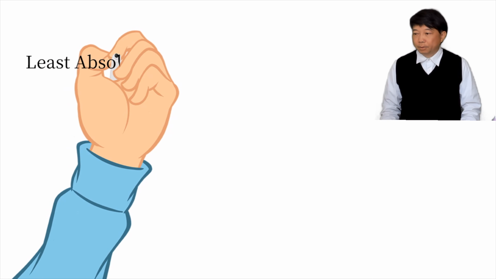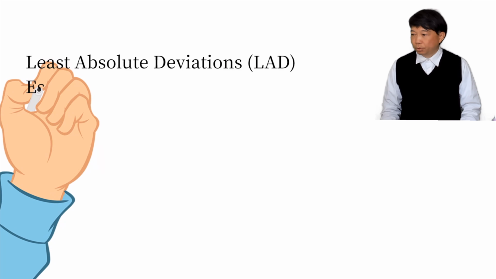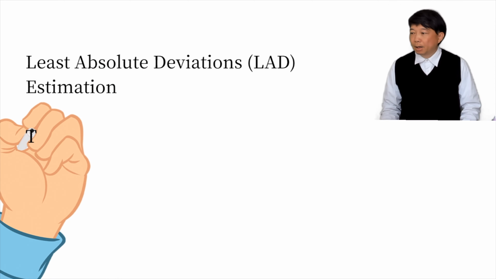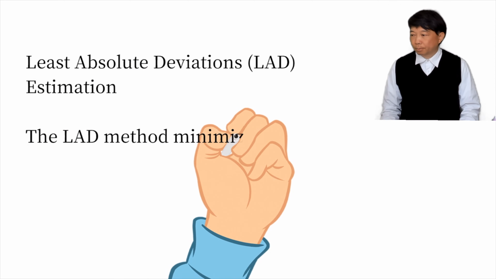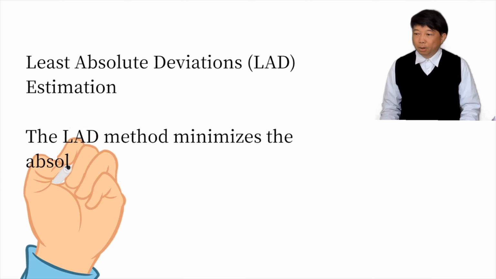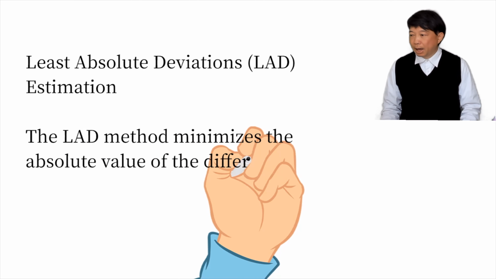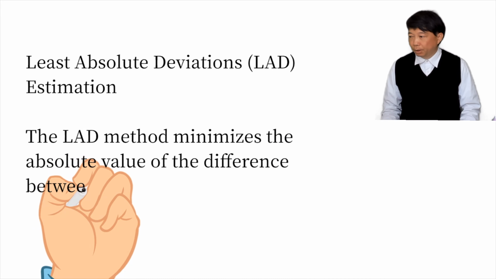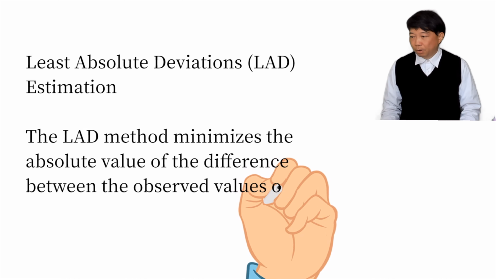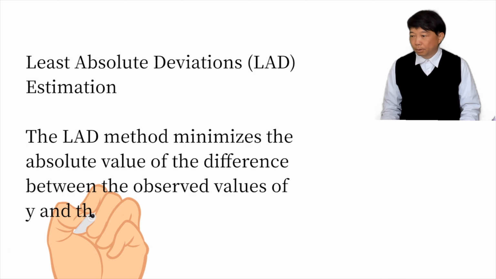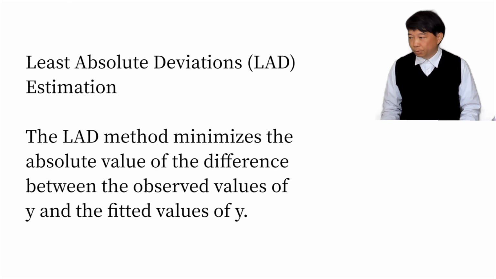Like the OLS method, least absolute deviations estimation is a method to find estimates of the population parameters. The goal of the LAD method is to minimize the absolute value of the difference between the observed values of y and the fitted values of y. It is known as the least absolute deviations method.